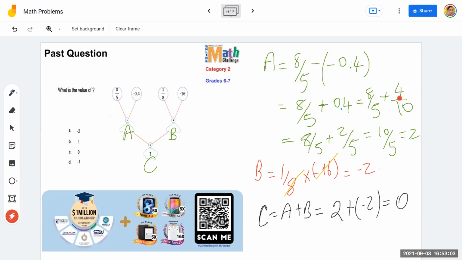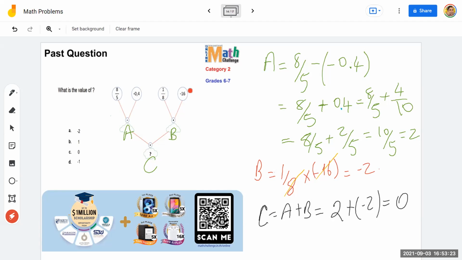So here's 0.4. 8 over 5 plus 4 over 10. So you can simplify this, or you can expand this to make the bottom parts equal. So if we simplify, we will get 2 over 5. So now the bottoms are the same. 8 plus 2, 10 over 5 equals 2. So the part A is 2.